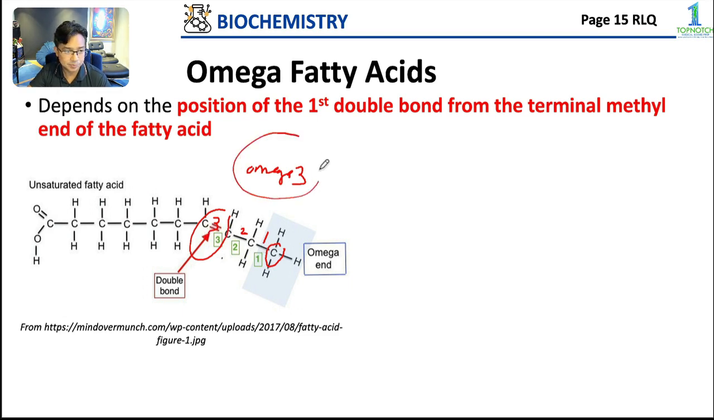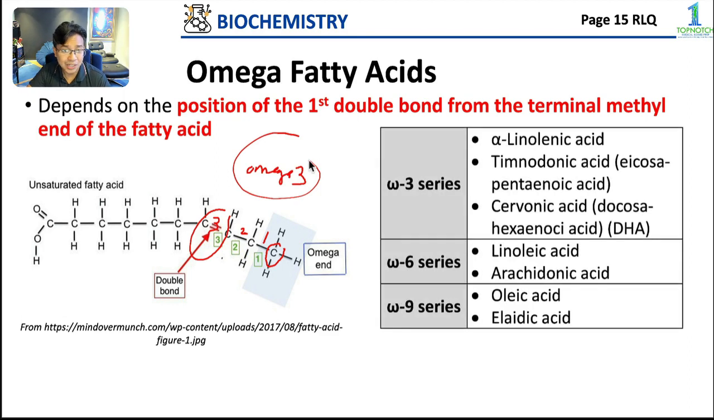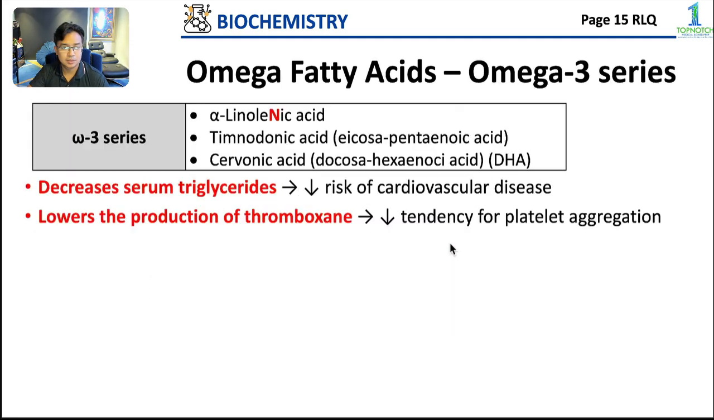Kaya siya omega 3. And take note guys that your alpha-linolenic acid along with your timnodonic acid and cervonic acid are all omega 3 series fatty acids. While your linoleic acid, the parent compound of your arachidonic acid, are the omega 6 series. And take note that the omega 3 series are very important kasi they are actually more favorable kasi they can actually decrease serum triglyceride levels and can produce lower thromboxane.